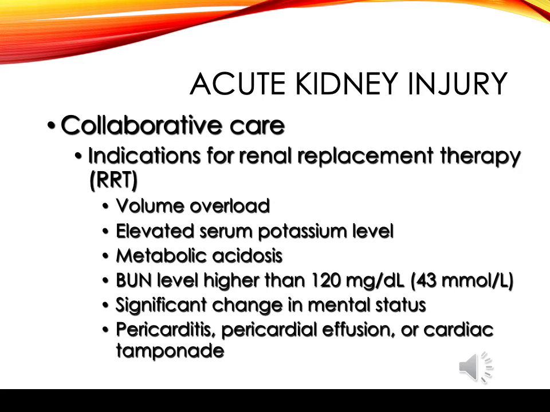With an acute kidney injury, if conservative therapies are not working for these patients, we'll need to begin renal replacement therapies like CRRT. Indications for starting that are volume overload, elevated serum potassium level that we can't decrease with the drugs that we mentioned before, metabolic acidosis, a BUN level that's higher than 120, a significant change in mental status, pericarditis, pericardial effusion, or cardiac tamponade.